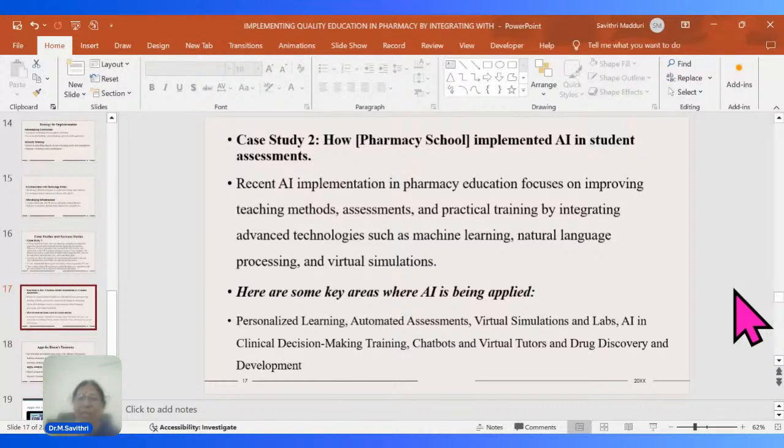So they have applied the knowledge of AI in education, where they have focused on improving teaching methods and assessments, because the student has to be assessed daily. That assessment is again a time-taking task. So AI application makes our assessment of the students very easy. And practical training by integrating advanced technologies such as machine learning. So we cannot impart recent practical training otherwise.